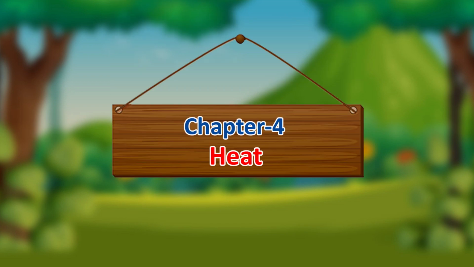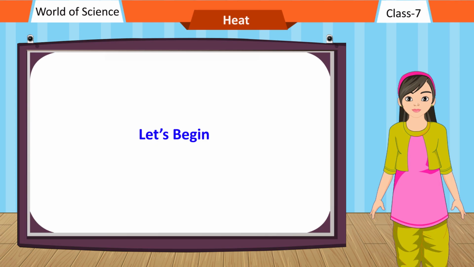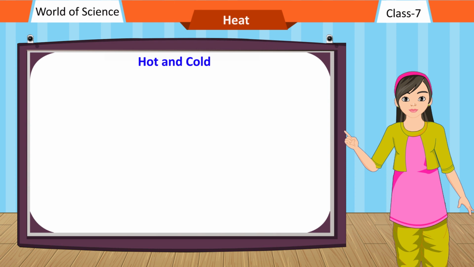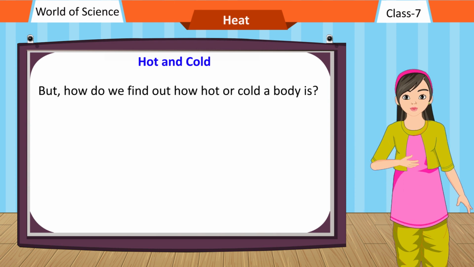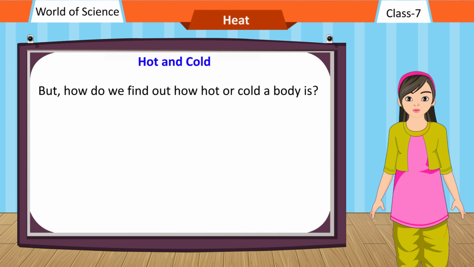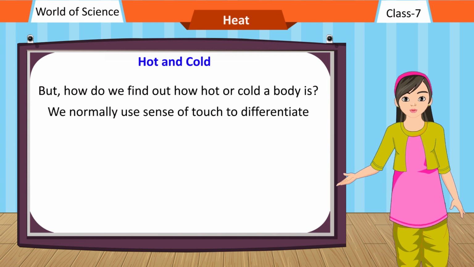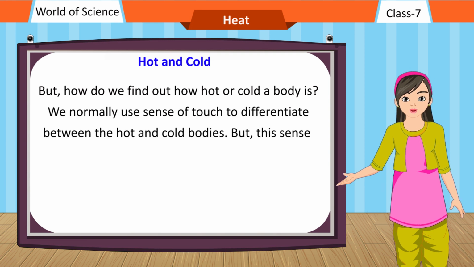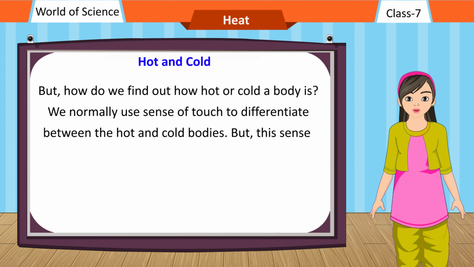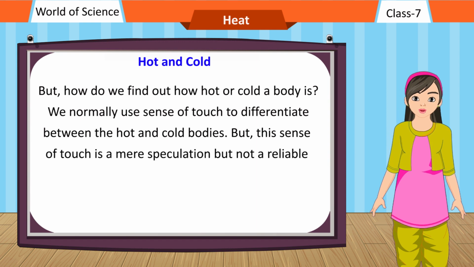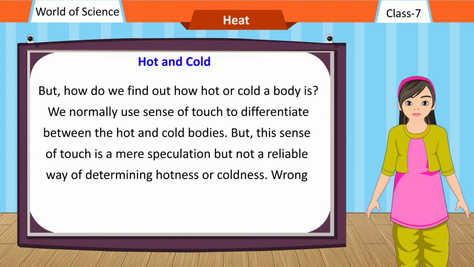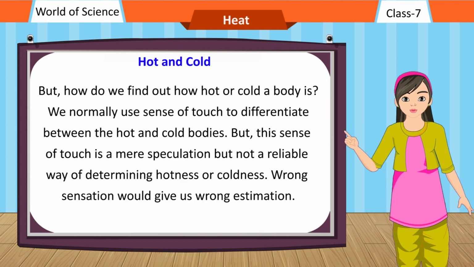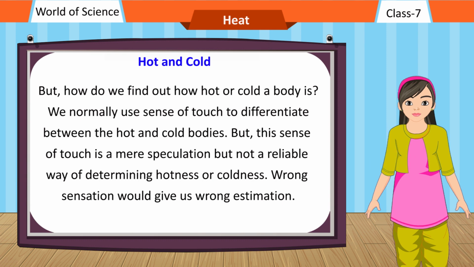Chapter 4. Heat. Let's begin. Hot and cold. But how do we find out how hot or cold a body is? We normally use the sense of touch to differentiate between hot and cold bodies. But this sense of touch is a mere speculation, not a reliable way of determining hotness or coldness. Wrong sensation would give us wrong estimation.